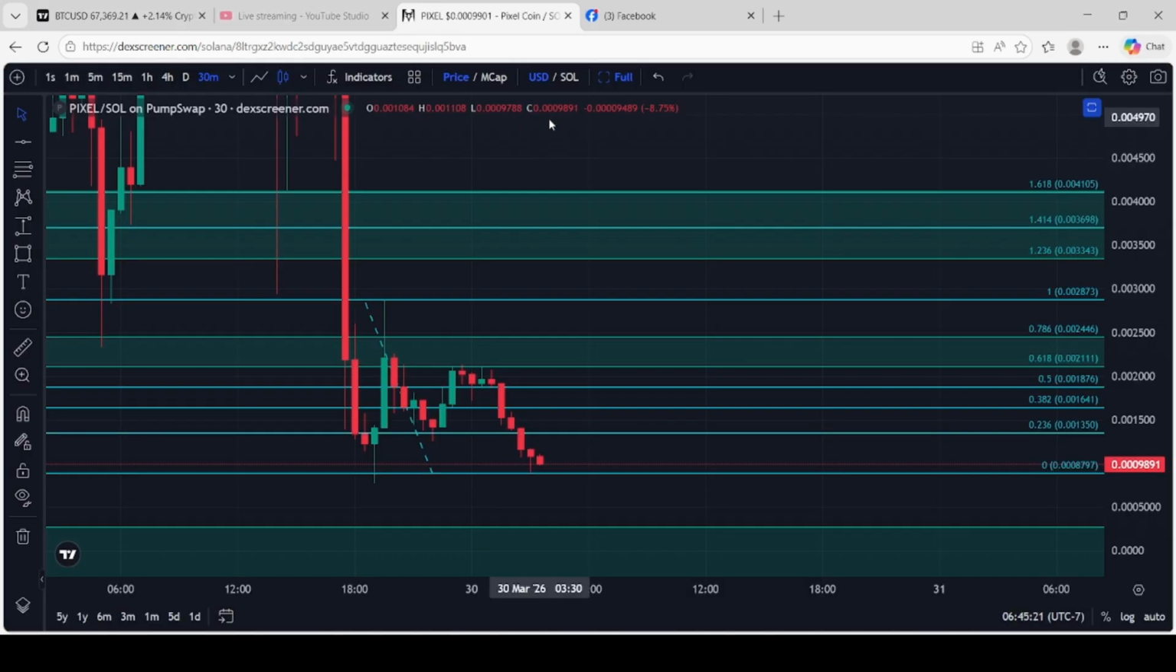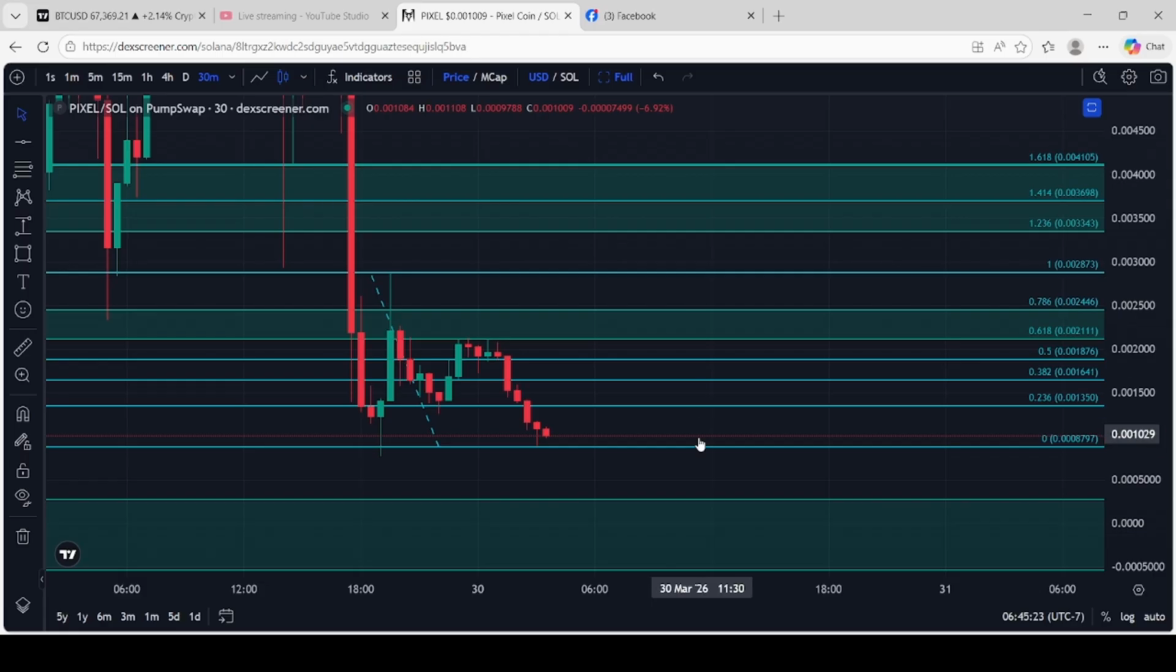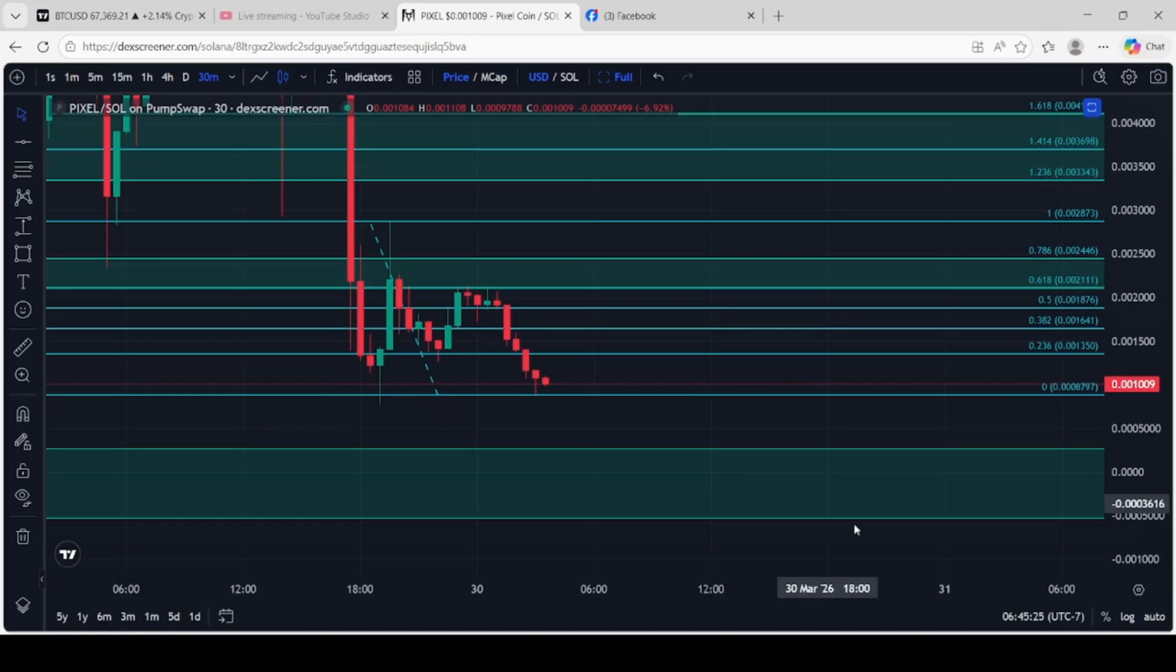But that's what I'm looking at for Pixel. Hopefully we get a bounce. Hopefully we start moving higher.